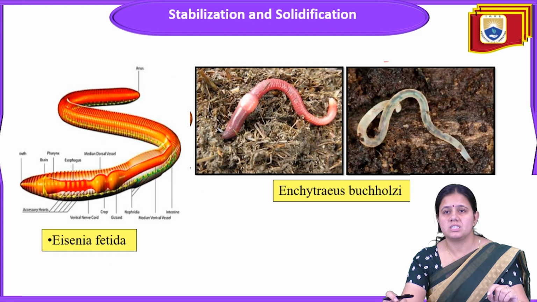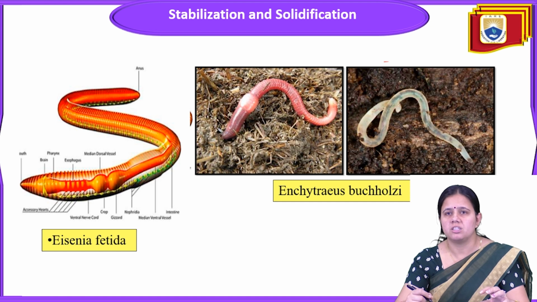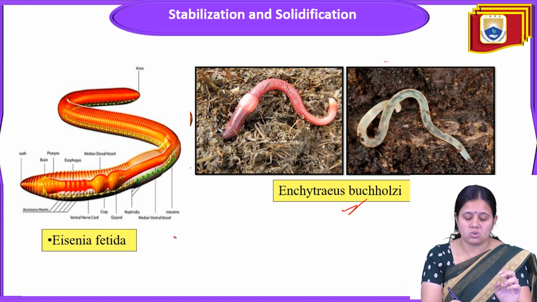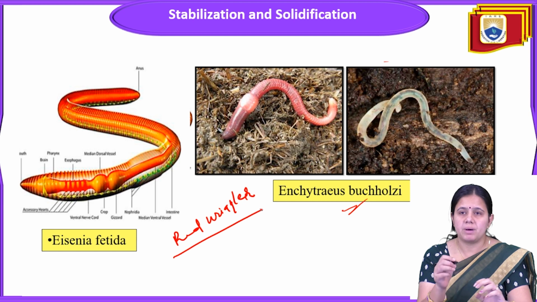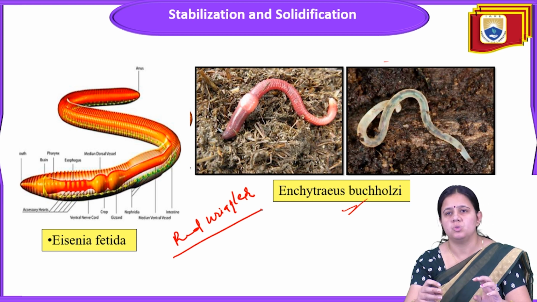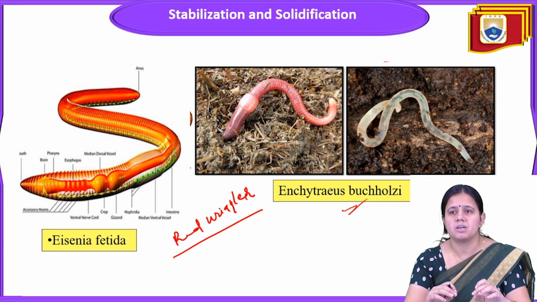Okay, so this is a picture of some of the earthworms. First is Lumbricus rubellus and Eisenia fetida. Eisenia fetida is basically called the red wiggler. These earthworms can be used. You can buy the earthworms from the market and put them inside your vermicompost bins or vermicompost chamber.